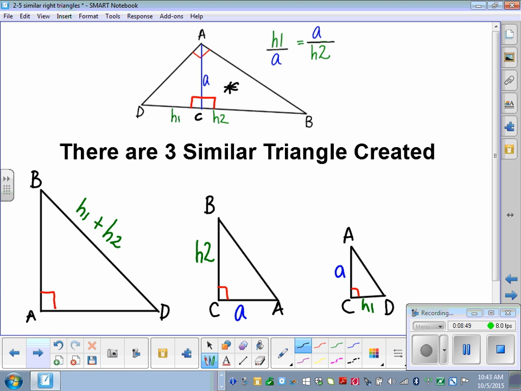So I'm setting these up the same way. Now on the small triangle, our altitude is always our longest side, right? Right. So H1 is our shorter side, and then the hypotenuse will be across from that, so it would be right there.